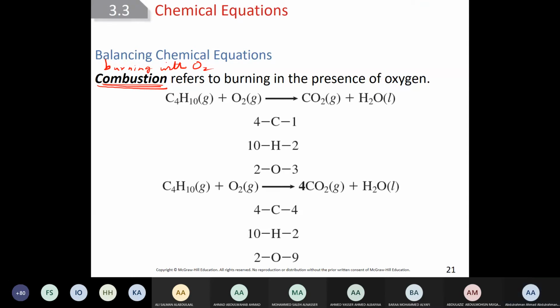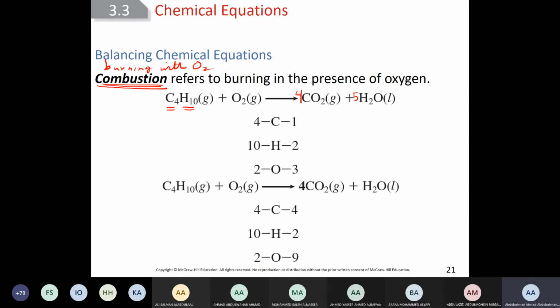Can we balance it? Always, when you want to balance, start with all the other atoms except oxygen, and keep oxygen to the end. How many carbons do I have on this side? 4. What should I put here? 4, because now carbon is balanced. How many hydrogen do I have on this side? 10. Put 5 right here. Very good. Now I'm done with hydrogen and carbon.